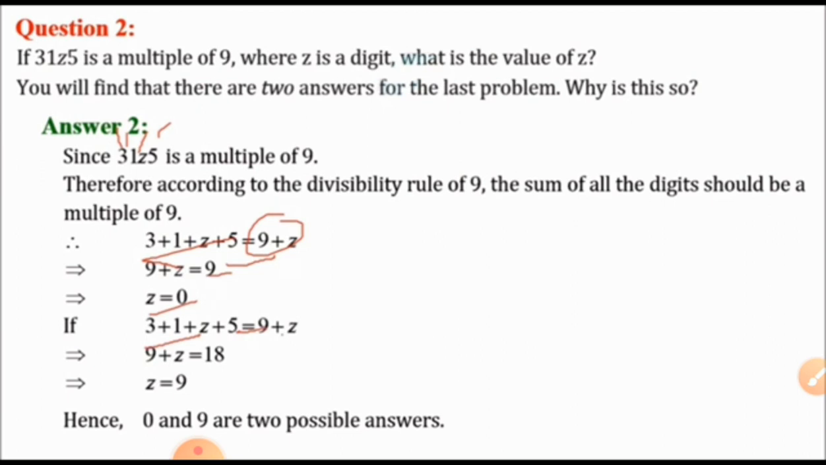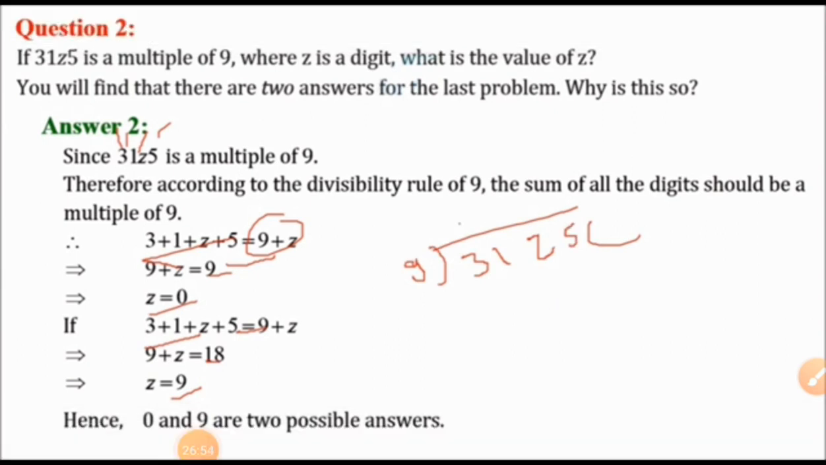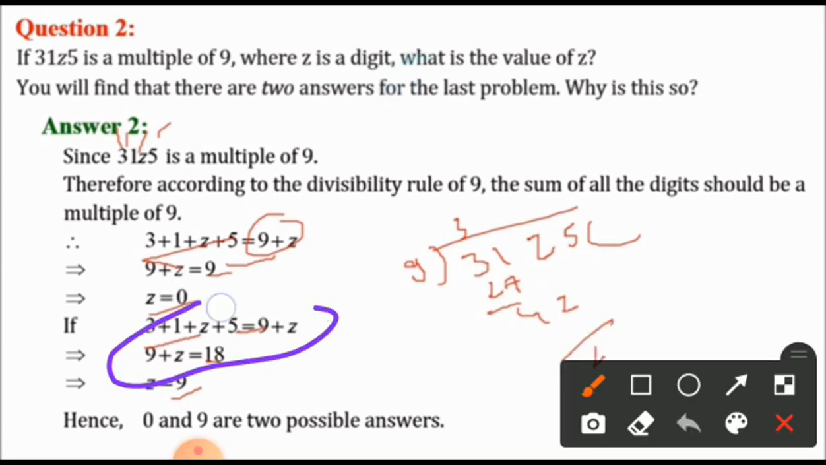There are two possibilities. 9 plus 9 is 18. 18 is also divisible. So there will be 2 digits as the answer for z. It should be a 0 or it should be a 9. So, my dear students, you are having 2 answers, and you can get that for this one. Yes, my dear student, correct. So first time we can take 9, second time we can take 18. Here is the 18.